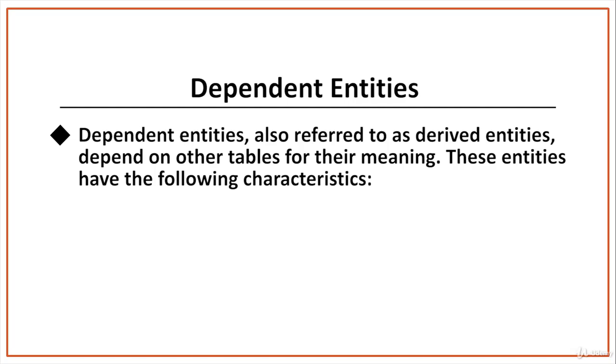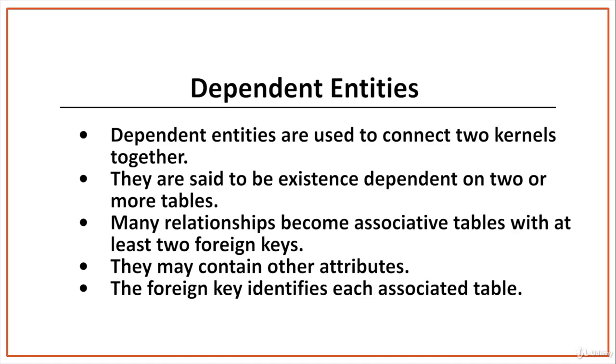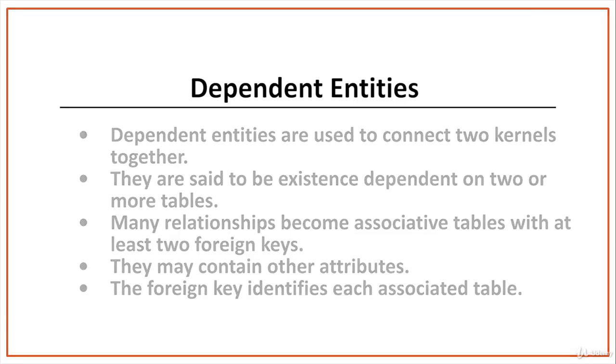These entities have the following characteristics. Dependent entities are used to connect two kernels together. They are said to be existence-dependent on two or more tables. Many relationships become associative tables with at least two foreign keys. They may contain other attributes. The foreign key identifies each associated table.